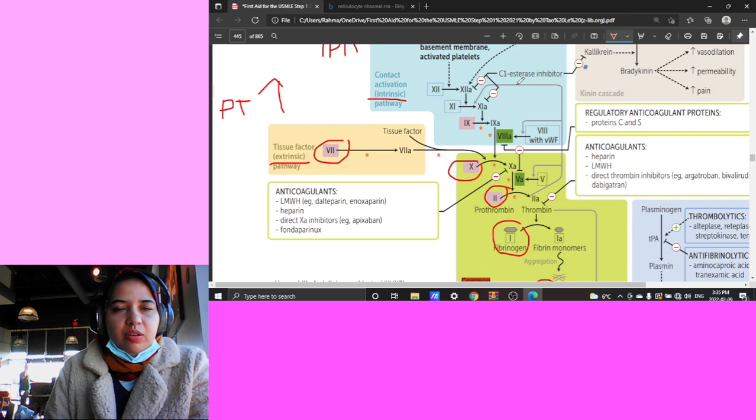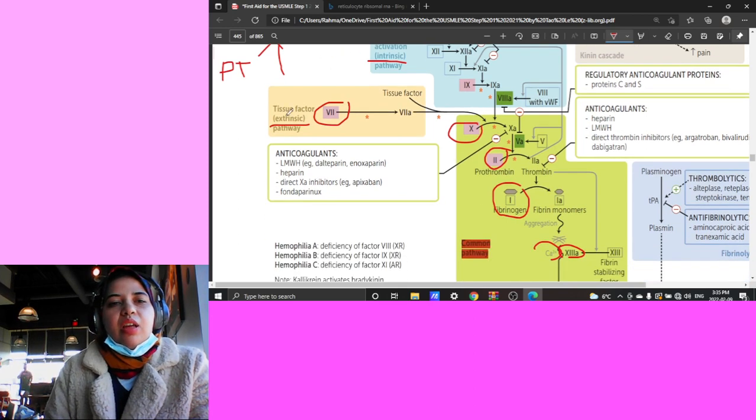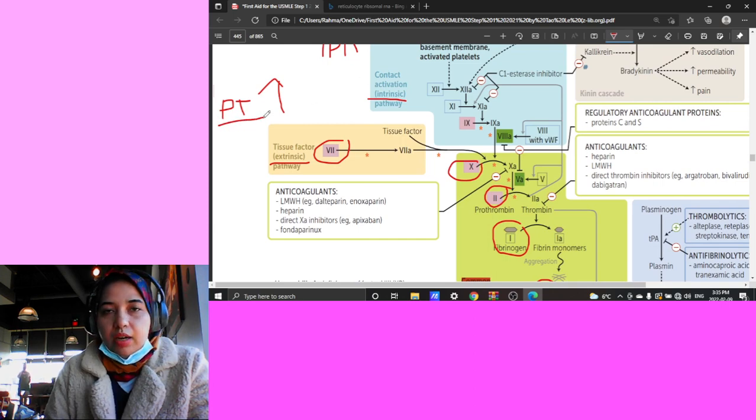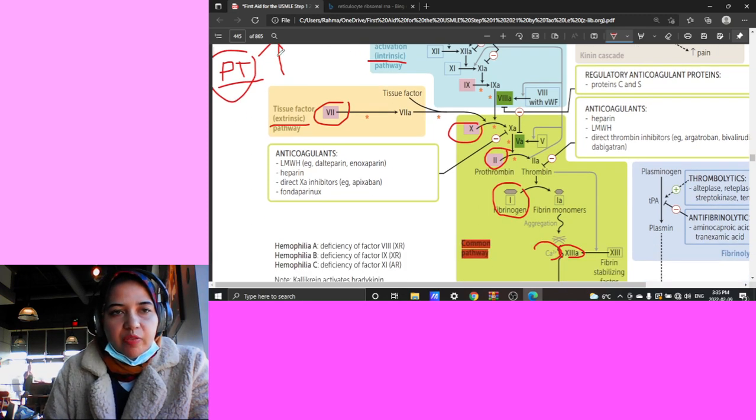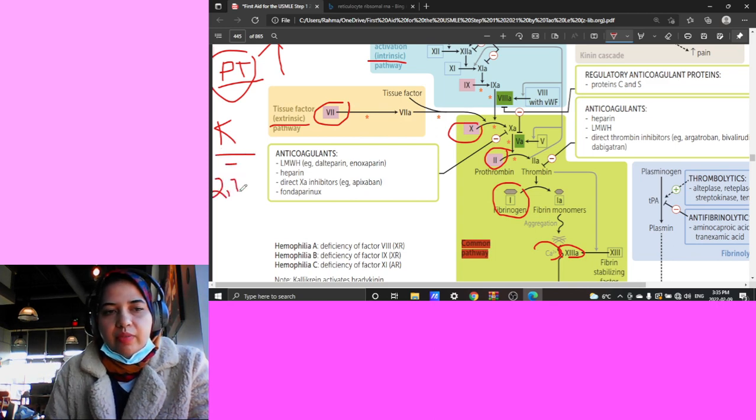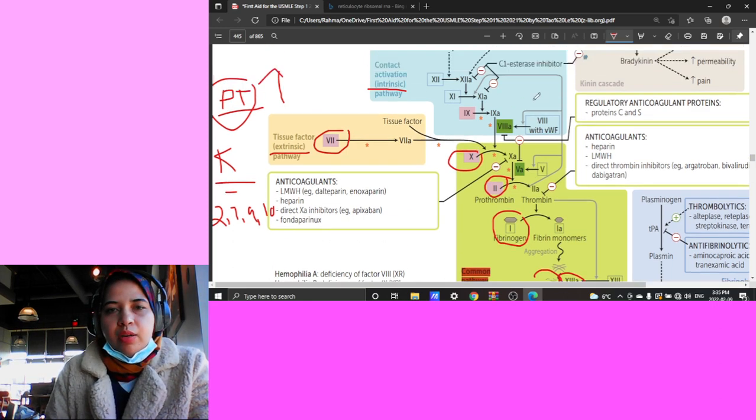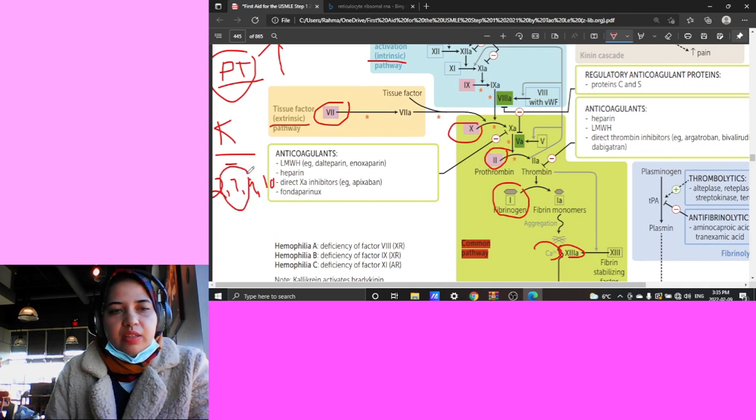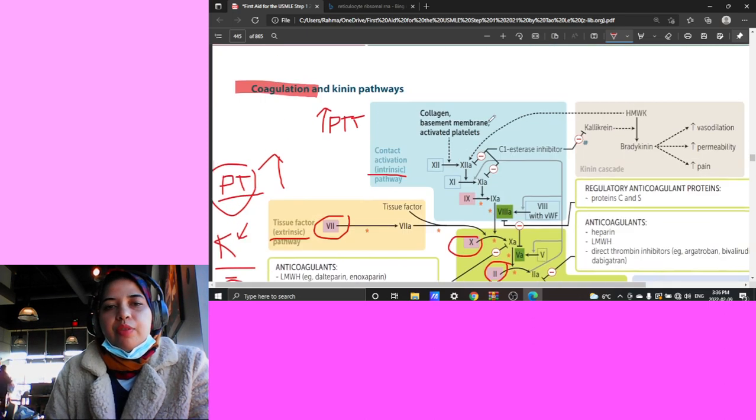So how can I utilize this to get the most ideal points here? Anything that affects the extrinsic pathway, we said, increases PT. If I'm dealing with something such as vitamin K deficiency, we know vitamin K deficiency affects factors 2, 7, 9, and 10. So it affects a lot of the factors involved with the common pathway, as well as one from the extrinsic pathway. It also specifically targets factor 7, which is exclusive to the extrinsic pathway. So one way for me to know that I'm dealing with vitamin K deficiency, for example, is if I'm seeing increased PT.